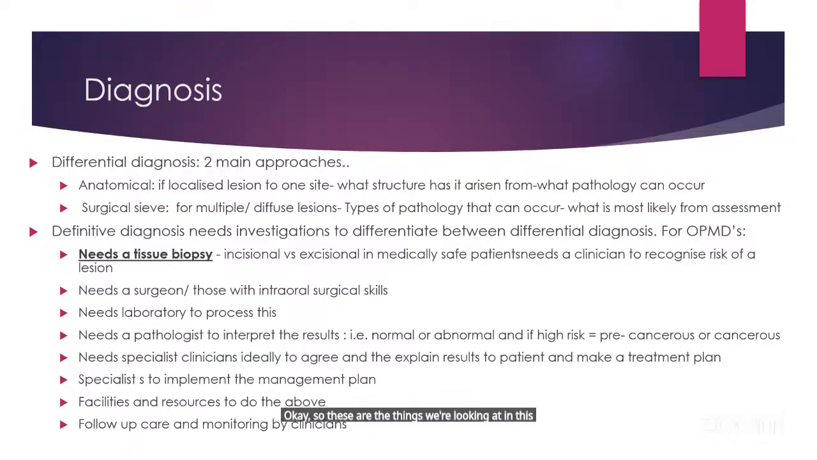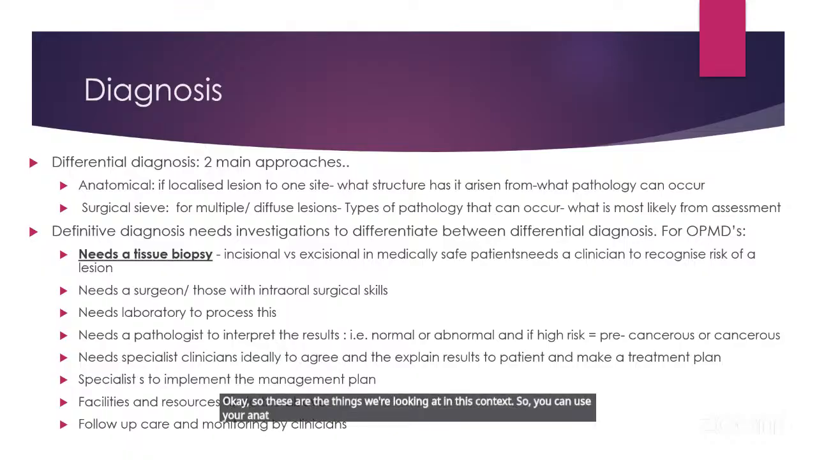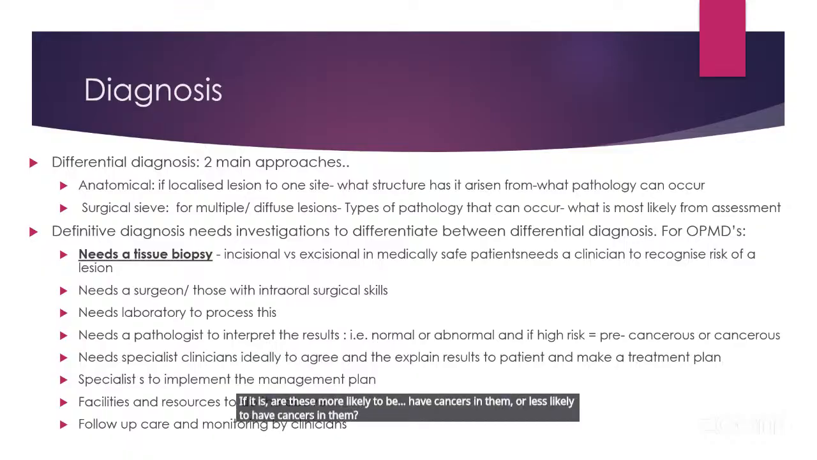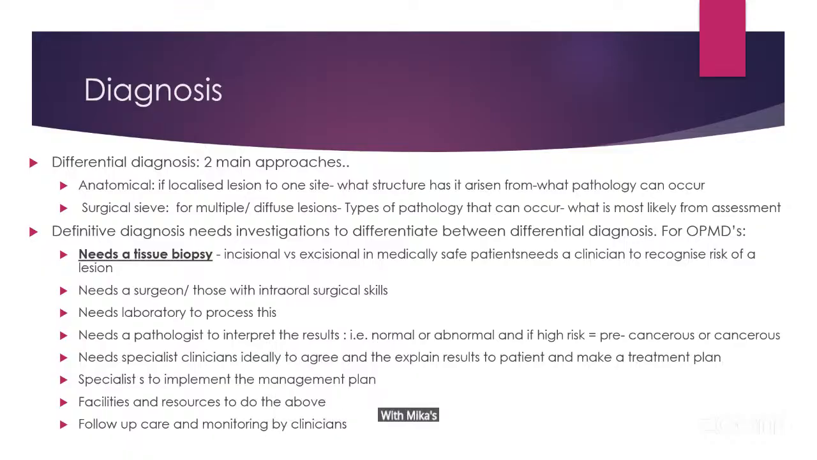So you can use your anatomical approach to look at a lesion and say, which part of the anatomy has this likely come from? So is it a blood vessel? Is it the mucosa? Is it a salivary gland? If it is, are these more likely to have cancers in them or less likely to have cancers in them? With mucosa sources being much more likely to have cancers, okay? Or lymph nodes, for example.